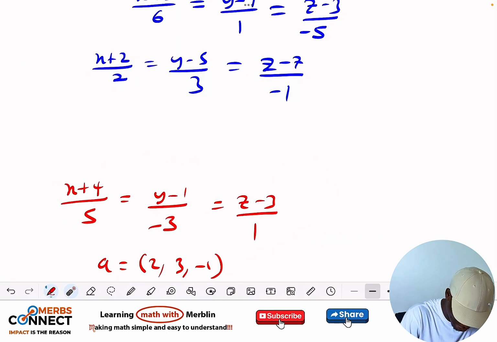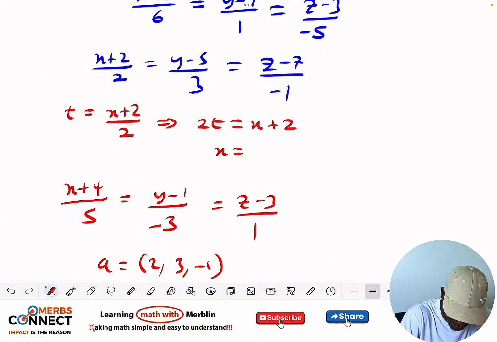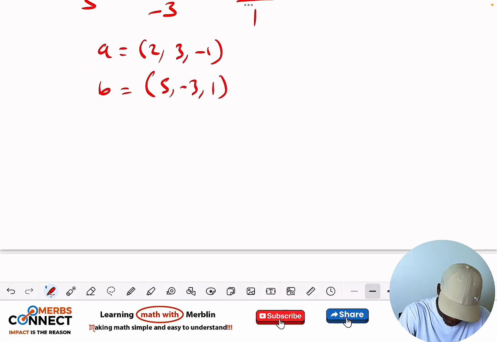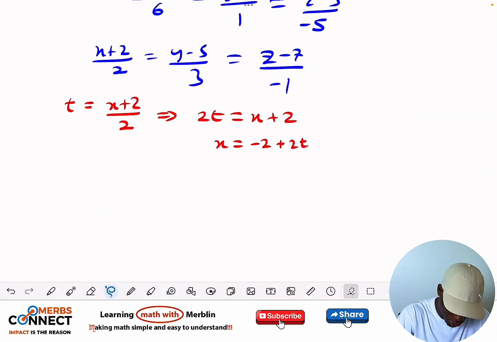So if I let t be equal to this, I'm going to have t is equal to x plus 2 divided by 2. And this implies that 2t is equal to x plus 2. And then x will be equal to minus 2 plus 2t, right? That is for x. Let me open another page so that we can make use of them. Good. So that is that.